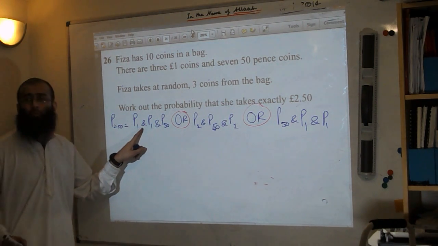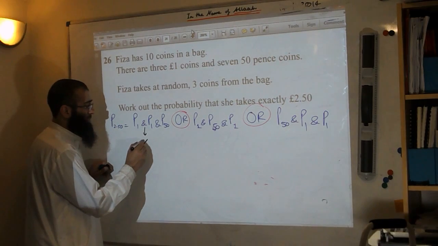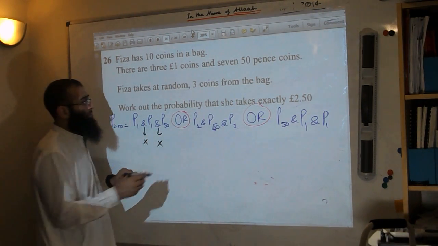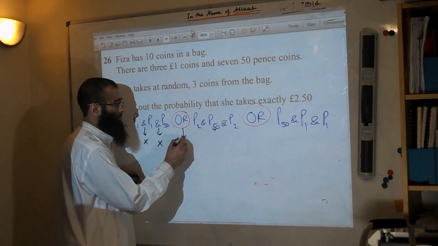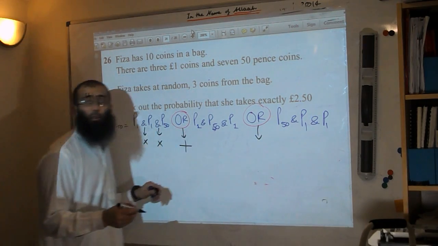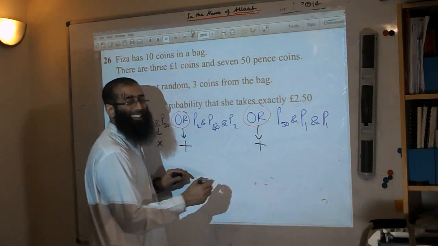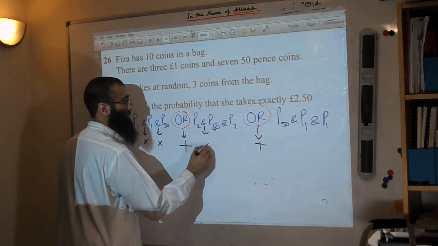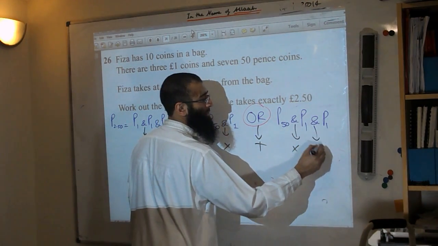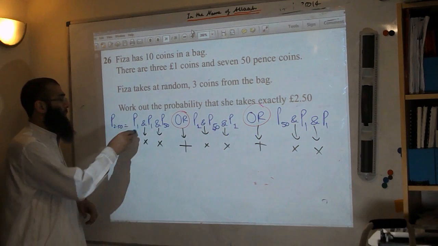Now, what does the "and" mean in probability? And means times. So what does "or" mean then? It's add. Okay, so this one means times, this one means times, this one means times, this one means times. Beautiful.